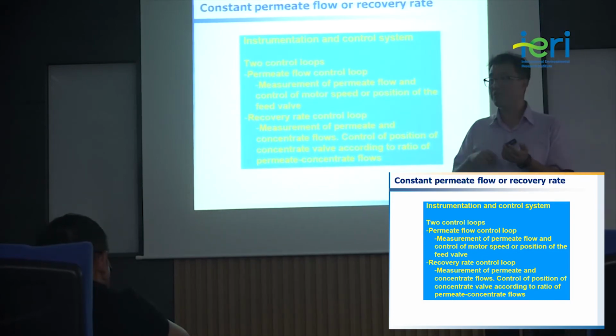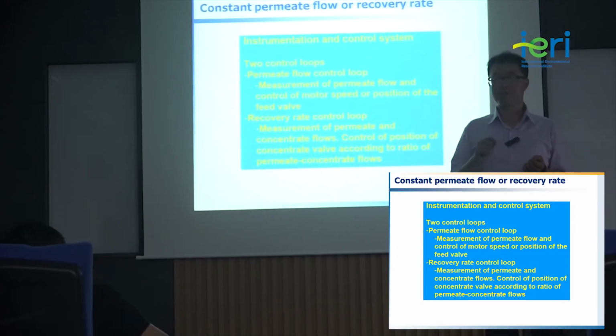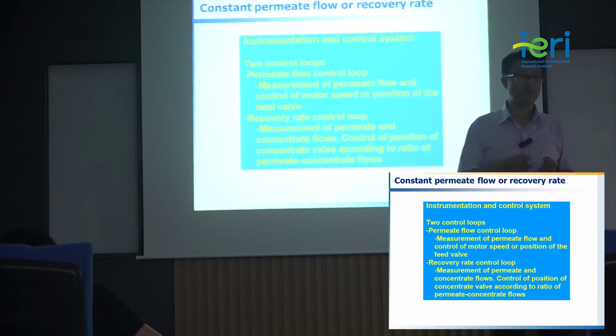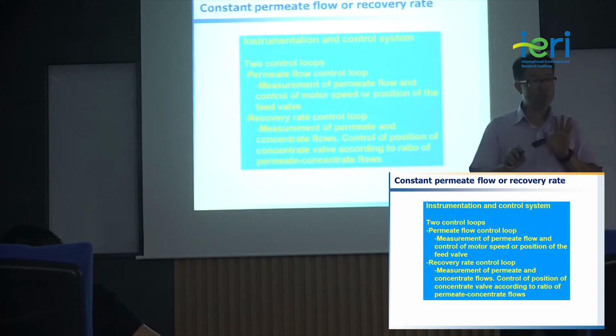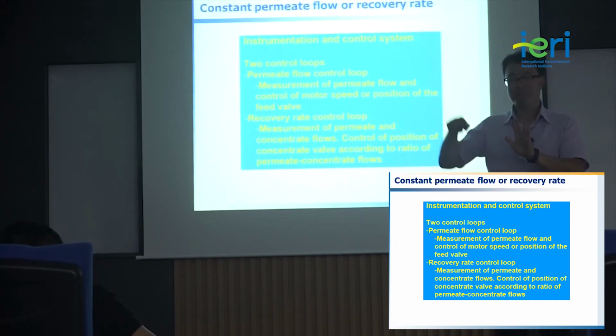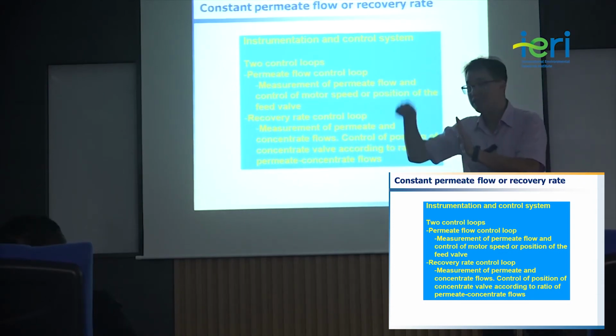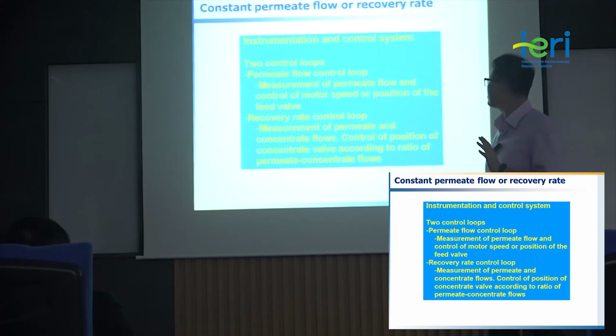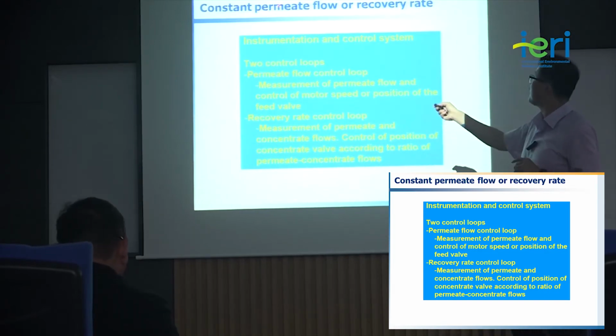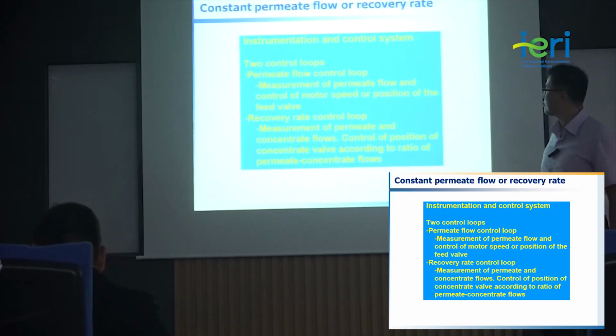So to control that kind of situation, or you can say, if you want to make a constant production rate, you can change the pressure. So if flow rate is decreased, you should put more pressure. Increased, less pressure. That is a constant permeate flow control.